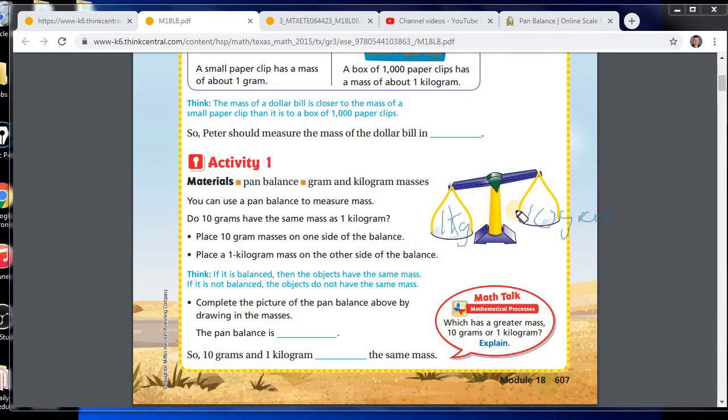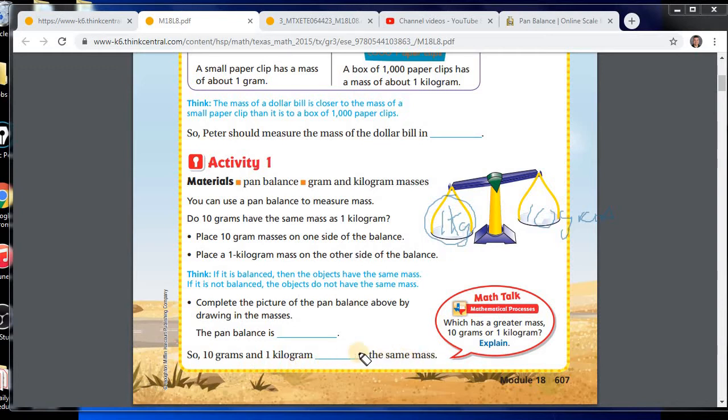And here you're seeing it's not balanced. Okay. Just complete the picture. So you put 1 kilogram here, 10 grams here. Of course, 1 kilogram would weigh more. Okay. So the pan is not balanced. So 10 grams and 1 kilogram do not have the same mass.